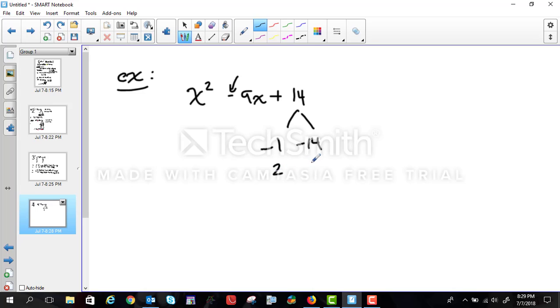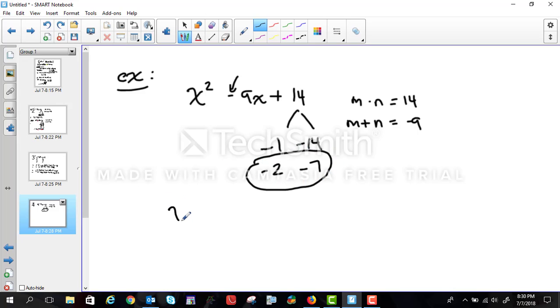And then there's 2 and 7. That's the other possibility. And again, they both have to be negative. And what I'm saying is m times n has to give me 14, and m plus n has to give me minus 9. So I have to look at these factors and figure out which ones add to negative 9, and that one right there is the one that does the trick. So we go x minus 2 and x minus 7.